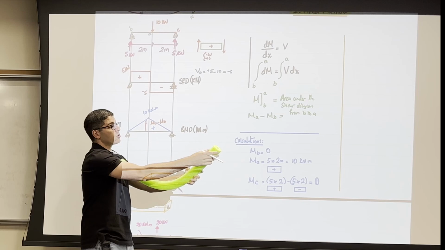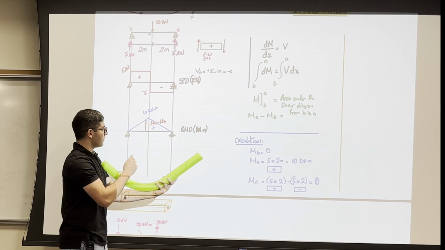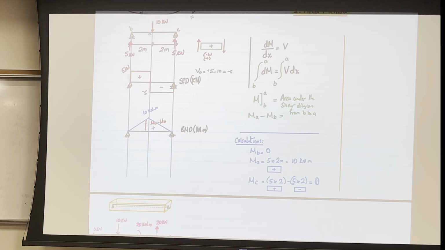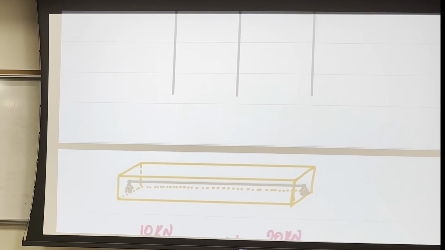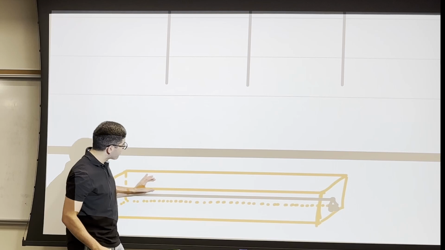So another thing you need to think of is that we draw the moment on the compression side. So remember, this line represents a 2D, like a 3D beam, right? When I draw the moment up, that means the upper side of the beam is in compression, because we draw the moment on the compression side.